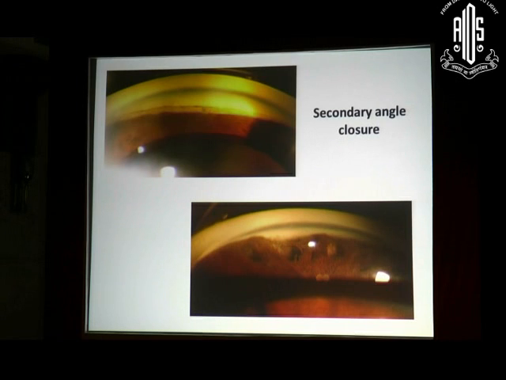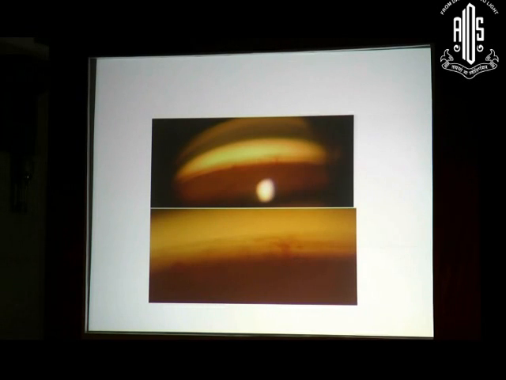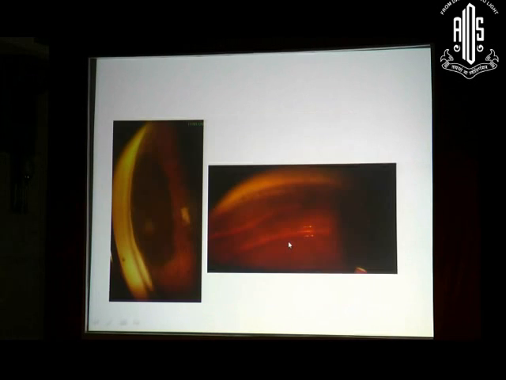Don't forget that there are many reasons for secondary angle closure, the commonest of course being neovascular glaucoma. You can see the ectropion uvea, and if you look carefully, you can actually see some neovascularization in the angle. You can sometimes have iridoschisis like this, which can occur idiopathically, and sometimes it can occur as part of angle closure disease itself. Here you can see the NVI very clearly. You can see the neovascularization coming from the iris and going all the way up to Schwalbe's line.